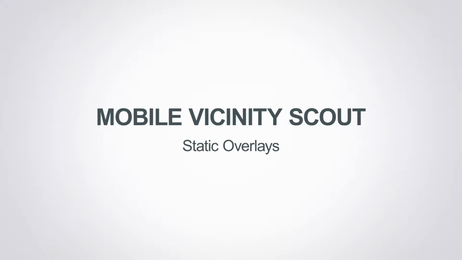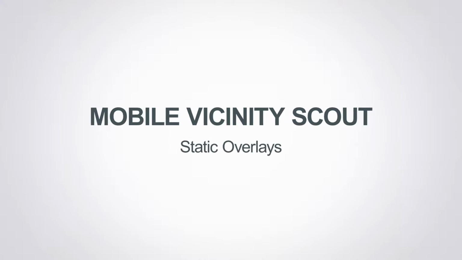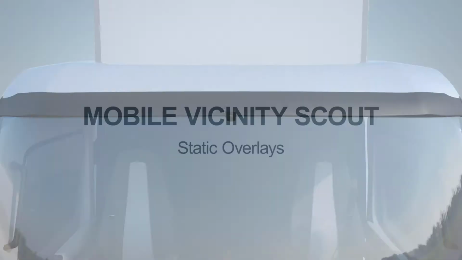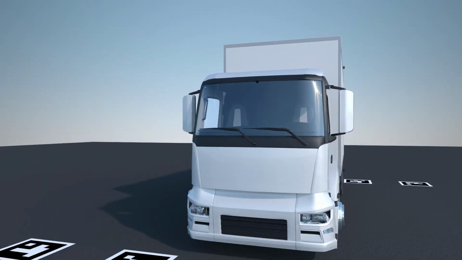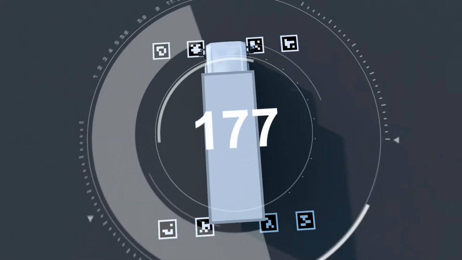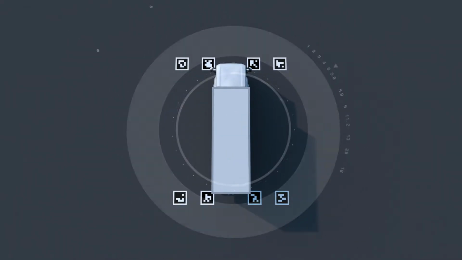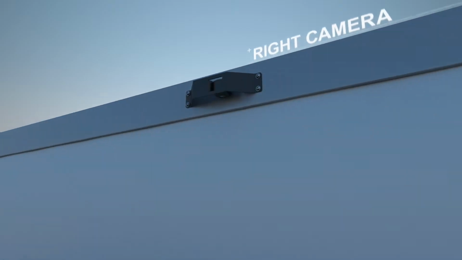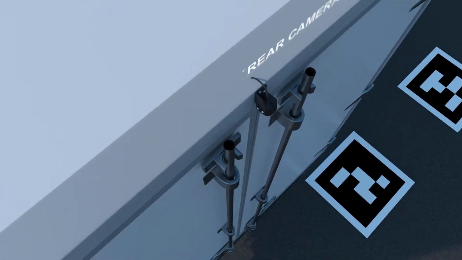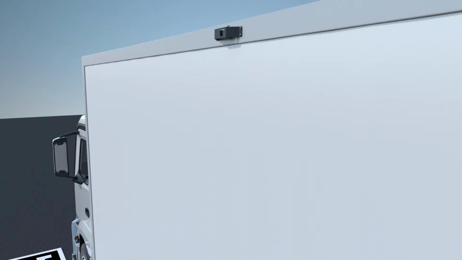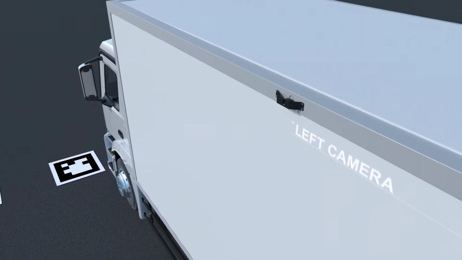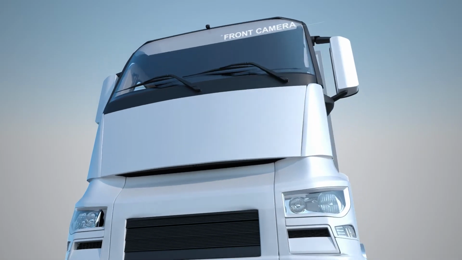Motec Mobile Vicinity Scout – Static Overlays. The Mobile Vicinity Scout by Motec is a camera system developed especially for commercial vehicles. This system provides you with a seamless 360-degree panoramic view around your vehicle. In this video, we show you how you can use overlays to increase the efficiency and safety of your vehicle.